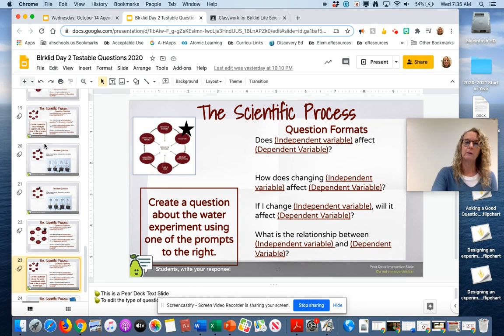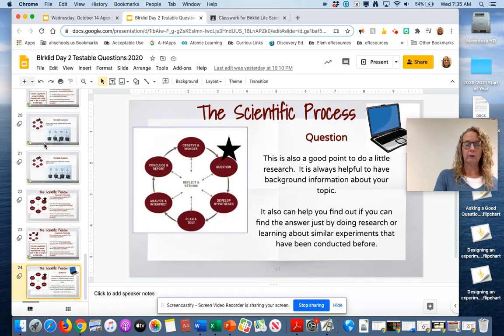So does the type of water affect the amount of time to germination? How does changing the type of water affect the time to germination? If I change the type of water, will it affect the time to germination? And what is the relationship between the type of water and the time to germination? All of those, again, are good, solid questions.